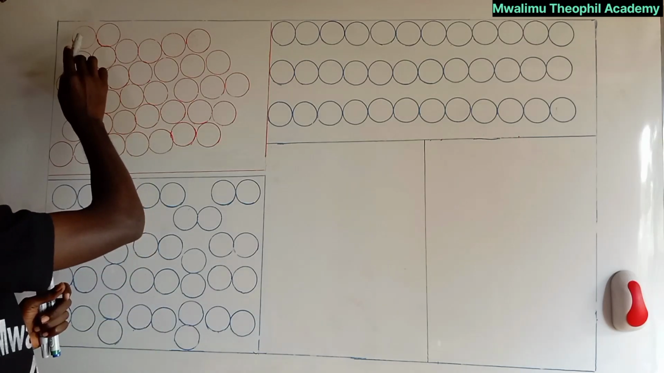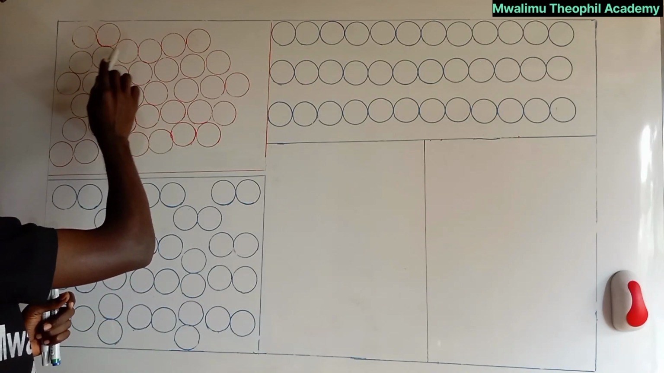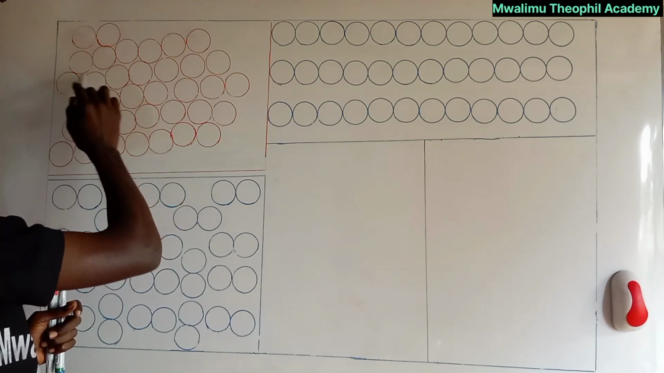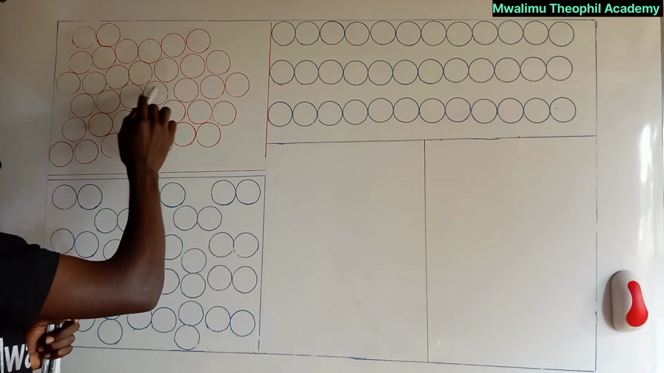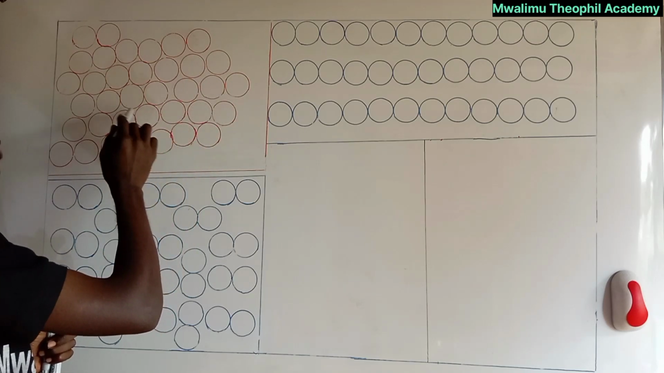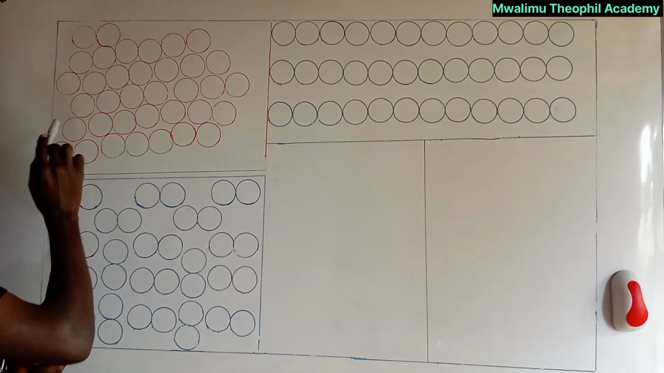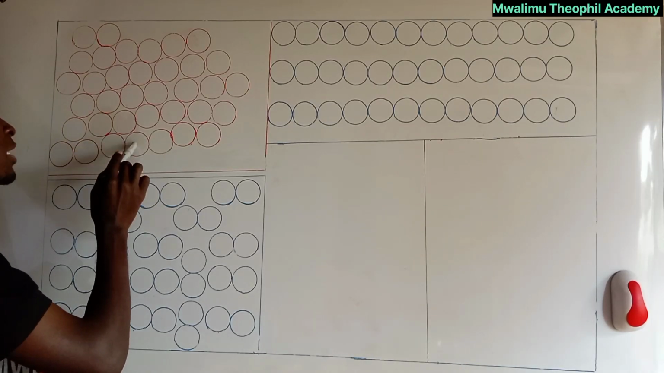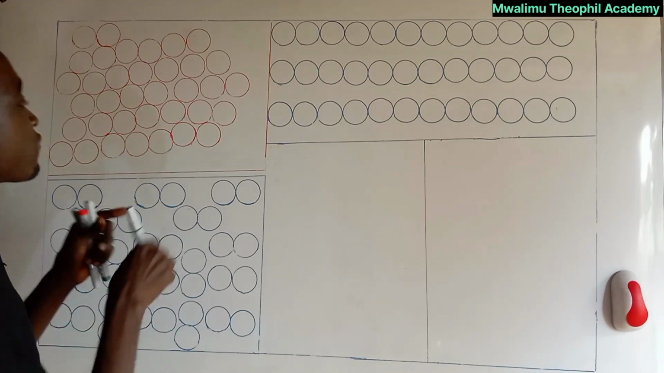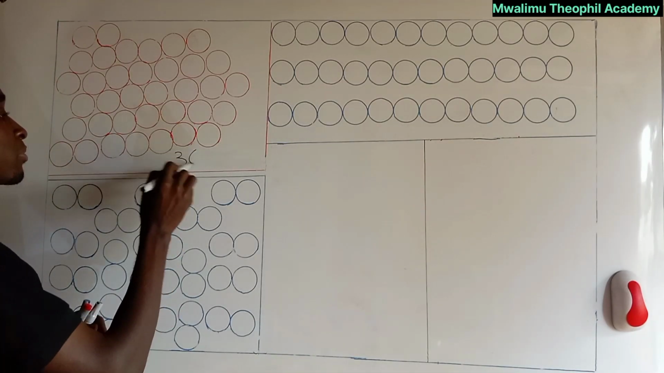We have 1, 2, 3, 4, 5, 6, 7, 8, 9, 10, 11, 12, 13, 14, 15, 16, 17, 18, 19, 20, 21, 22, 23, 24, 25, 26, 27, 28, 29, 30, 31, 32, 33, 34, 35, 36. So we have 36 items.